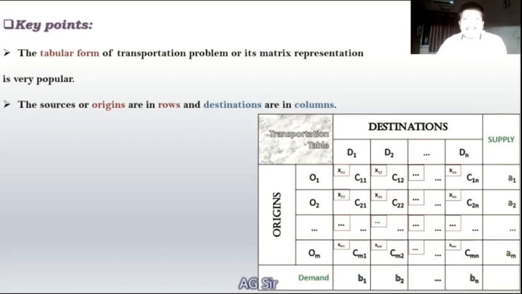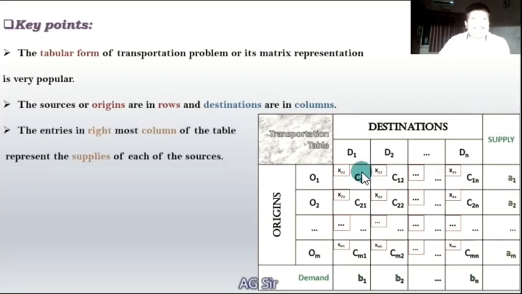What about the entries on the right side? You may note that on the right side, this entry A1 represents the supply of the origin O1. Similarly, A2 represents the supply of the origin O2, and AM represents the supply of the origin OM. What about the last row? In this row, B1 represents the demand of destination D1, B2 the demand of destination D2. The rest of the entries in this row represent the demands of the various destinations.